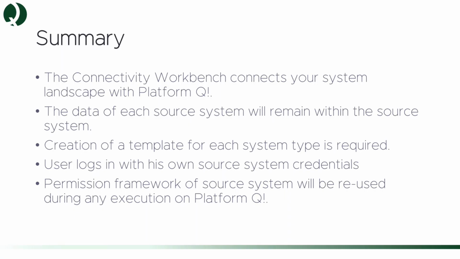Let's summarize what we have learned so far. You have learned that the Connectivity Workbench enables you to connect one or more source systems with Platform Q. Furthermore, you have learned that the data will remain within the source system. The data of the source system will not be loaded on Platform Q during the connection process. The user selects single function modules and executes them each time he hits the execute button. This will display the data of the source system for a single moment.